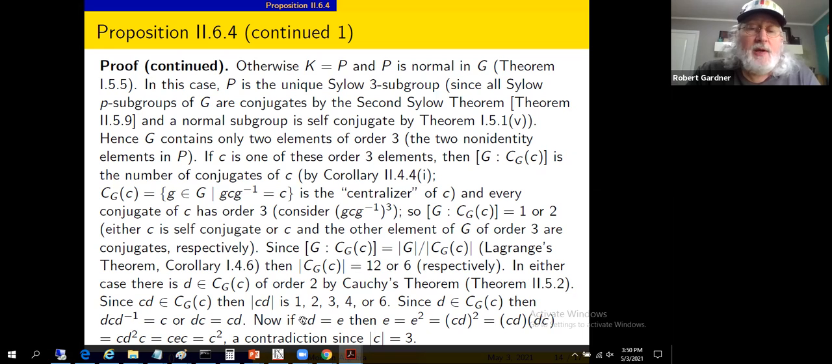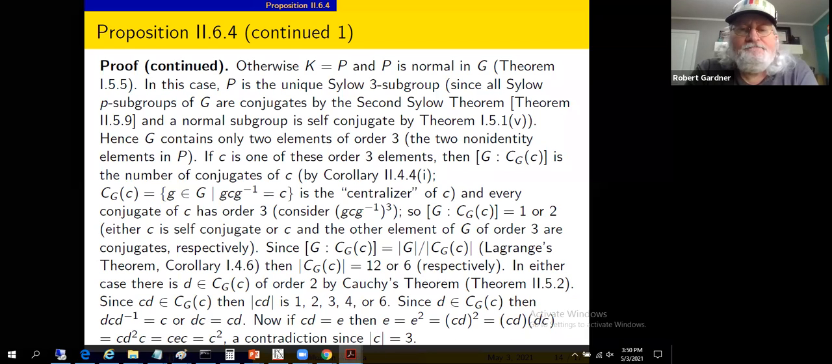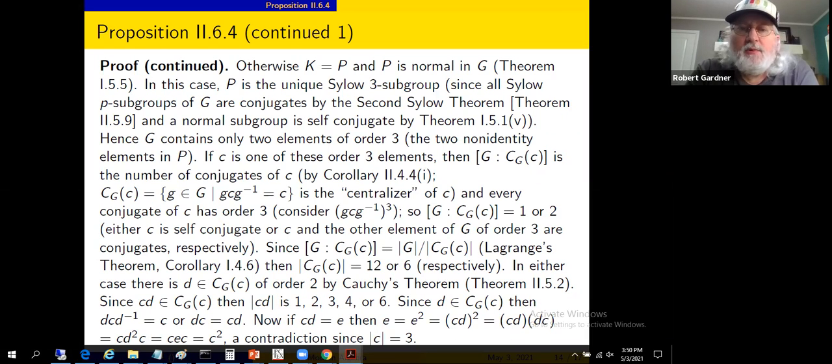It could be 1, it could be 2, it could be 3, it could be 4, it could be 6. It can't be 12 if this was an element. I'm treating it as a single element. It's written as a product, but I'm treating this as a single element. If this was an element of order 12 in a group of order 12, then we'd have a cyclic group.